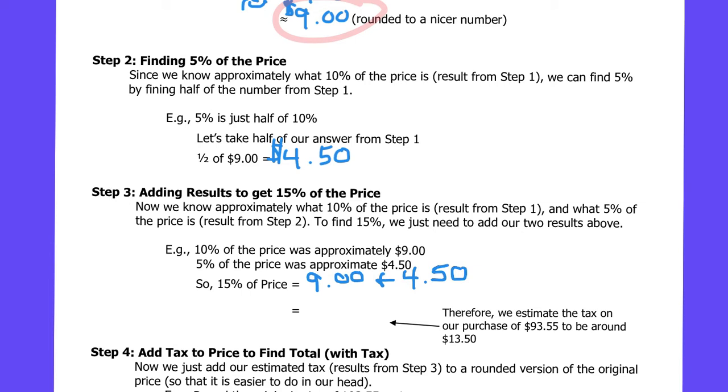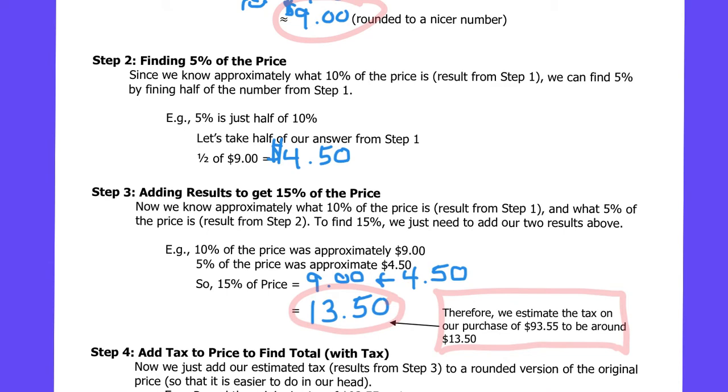And when we do that, this is a little bit, again, easier to do in our head, this kind of calculation, because we're not working with any really difficult decimals. So we know that that's $13.50. So that is approximately 15% of our original price. And that's what we're using for these examples to calculate tax. So that's telling us that this number here, this $13.50, is about the price of our tax.